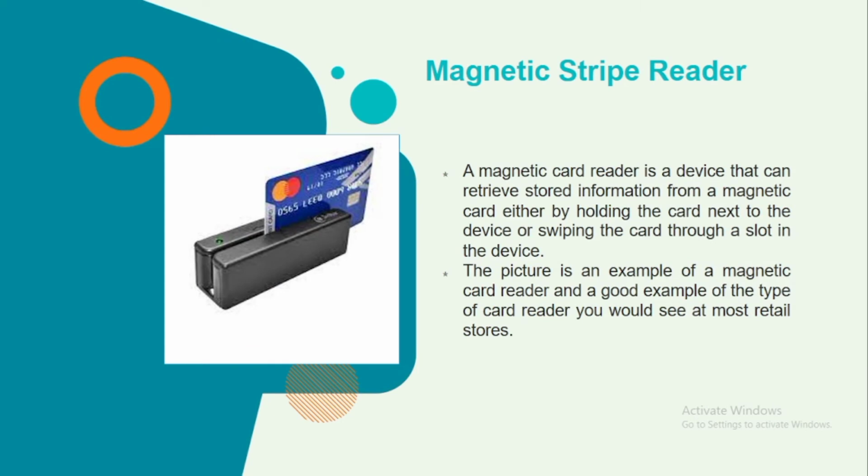Next is magnetic strip reader, MSR. A magnetic card reader is a device that can retrieve stored information from a magnetic card, either by holding the card next to the device or swiping the card through a slot in the device. The picture is an example of a magnetic card reader and a good example of the type of card reader you will see at most retail stores.